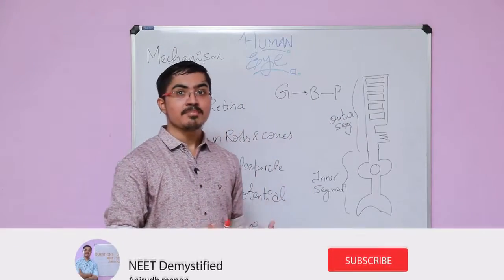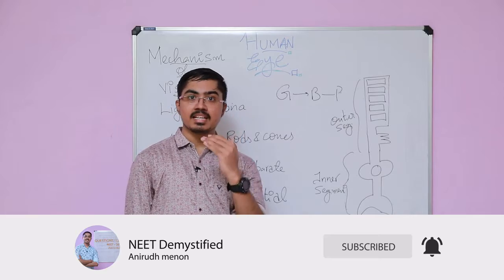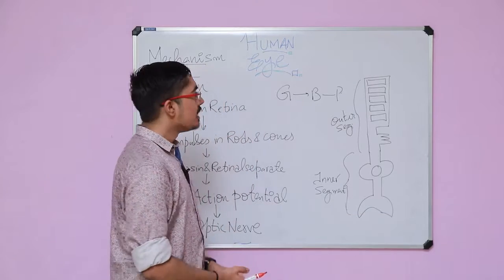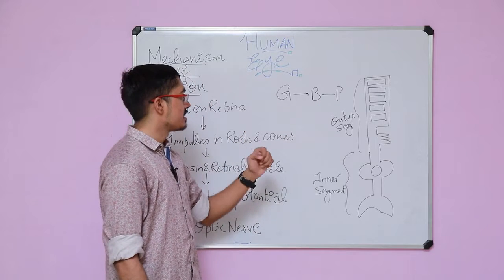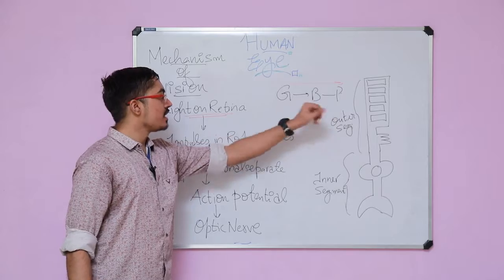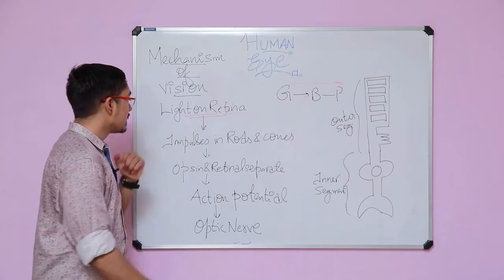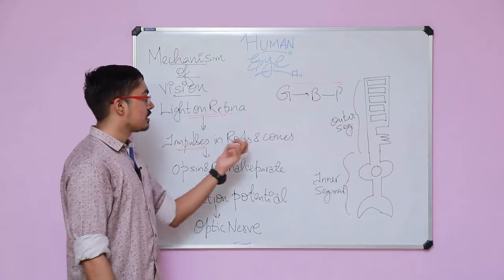So let us quickly go into the mechanism of vision. Light rays will be passing through the cornea into the lens and finally reach the retina. The three types of cells in the retina are ganglion cells, bipolar cells and photoreceptor cells. I have just mentioned the first letter of each of them. And then when the light reaches here, it will create certain impulses in the rods and cones.